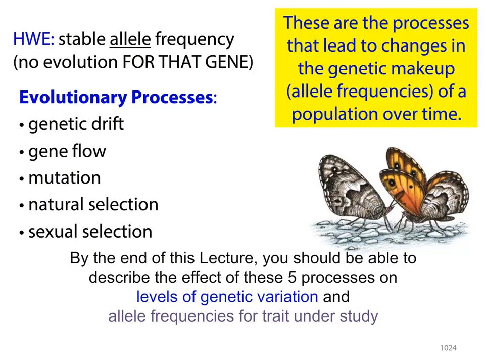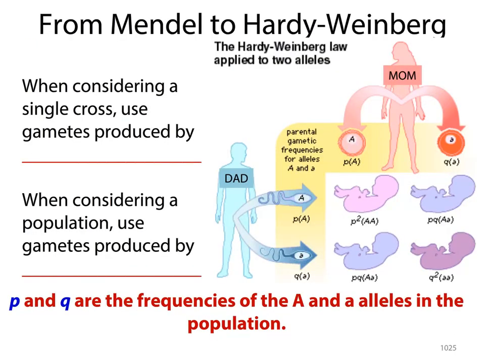What I want you to be able to do by the end of this lecture is to describe the effect that these 5 processes have on the levels of genetic variation and the allele frequencies for the trait that you're looking at. If you have any questions, definitely send me an email. Better yet, come see me in office hours. I like the whole Zoom thing because I actually get to see you guys.